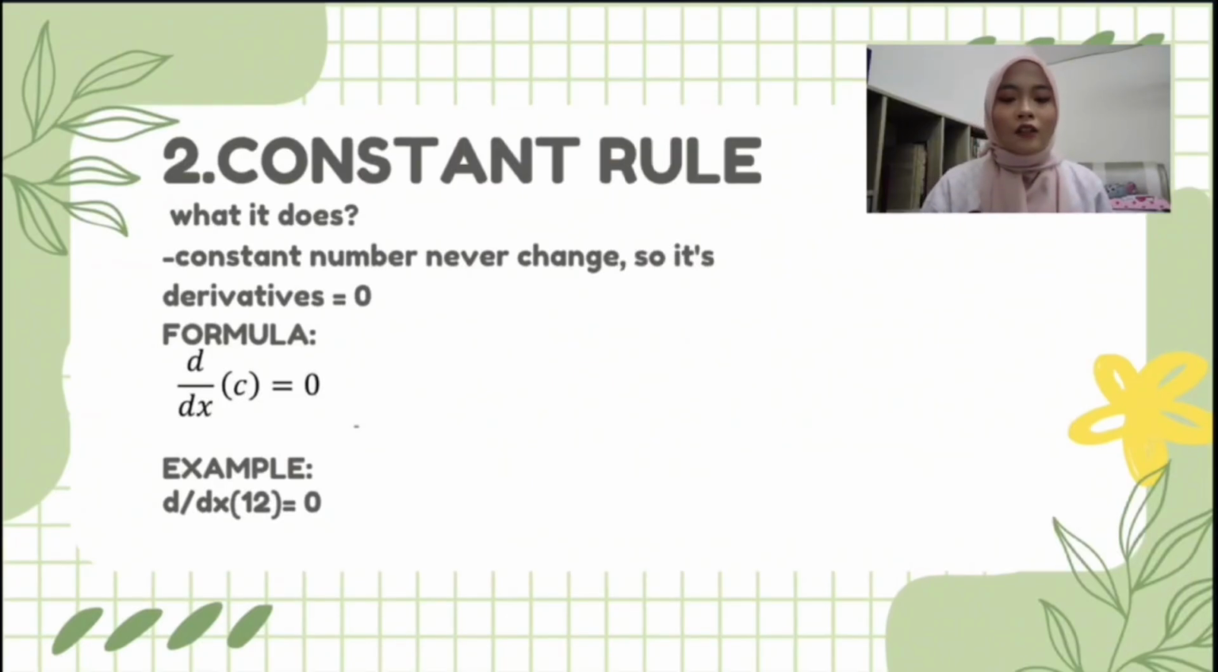Next is the constant rule. A constant number never changes, so its derivative equals 0. The formula is like that. Example question: when we differentiate 12, it equals 0.